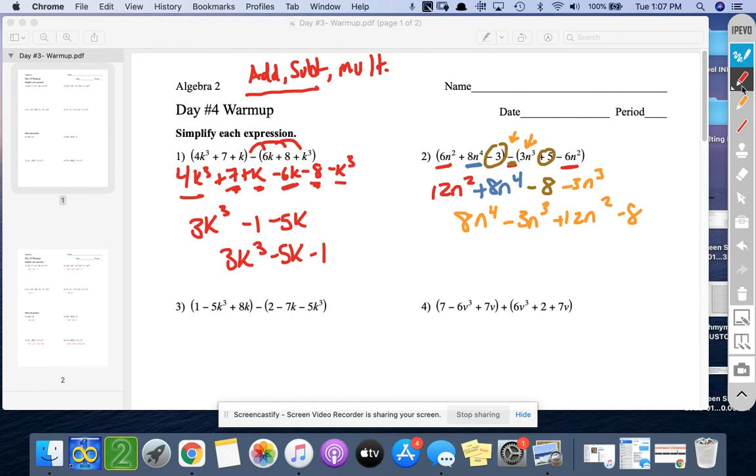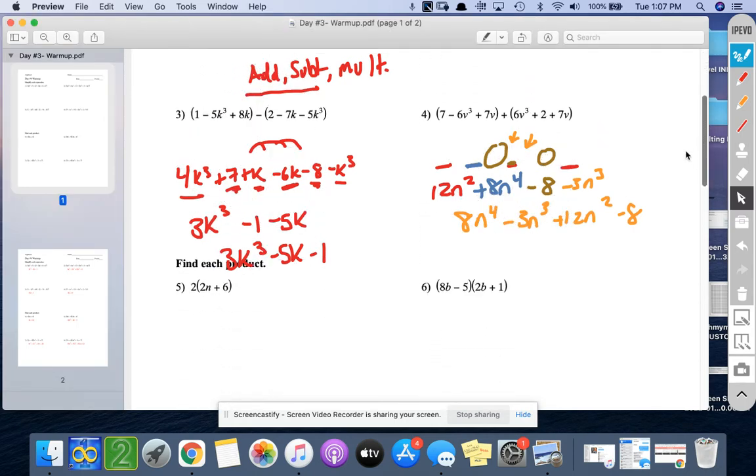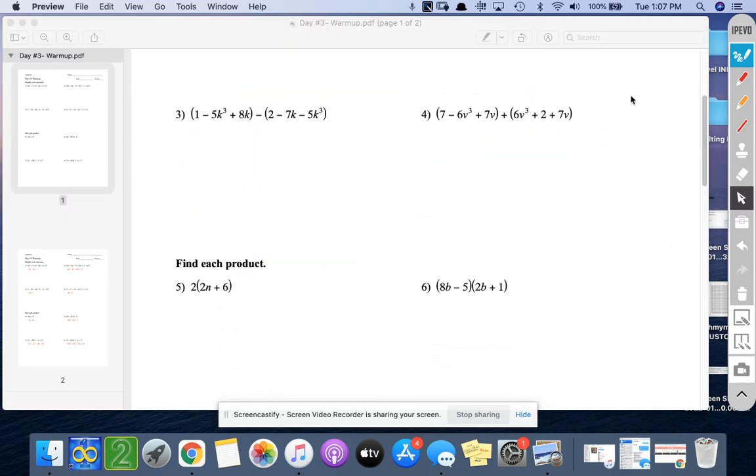Okay, so there's the work for 1 and 2. I'm going to skip number 3 because it's very similar, and I'm going to show you example number 4. Okay, example number 4 is addition in between. So it's literally, there's nothing to rewrite. There's no tricky signs. It's just putting like terms together.